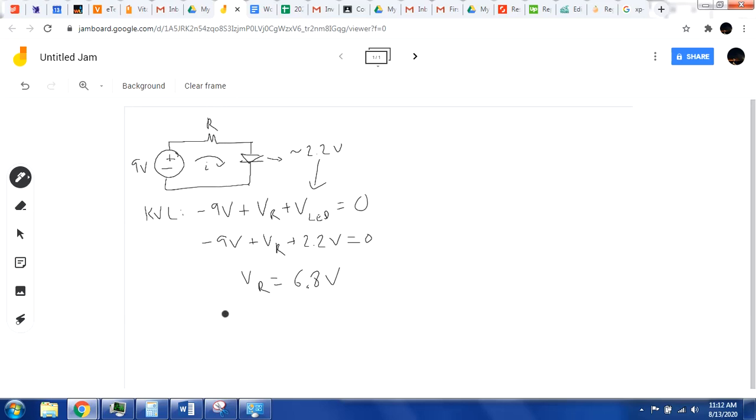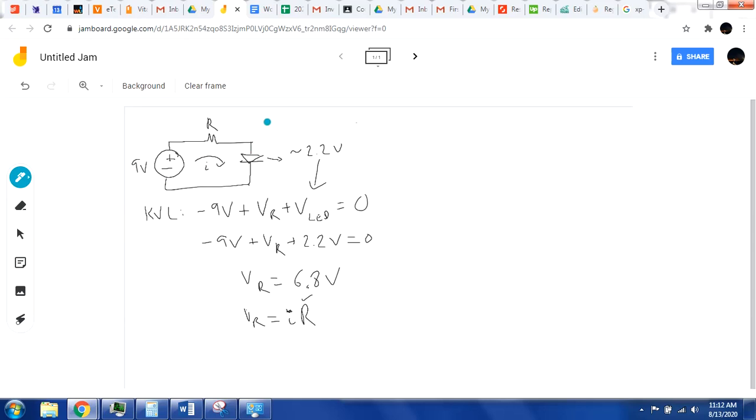Now, that tells us our voltage. If we want to know the current, though, we can look at this resistor and say another thing: VR also equals I times R. So depending on what I know here, maybe I know the resistance value, in which case I can solve for I. So it all just depends what pieces we need.